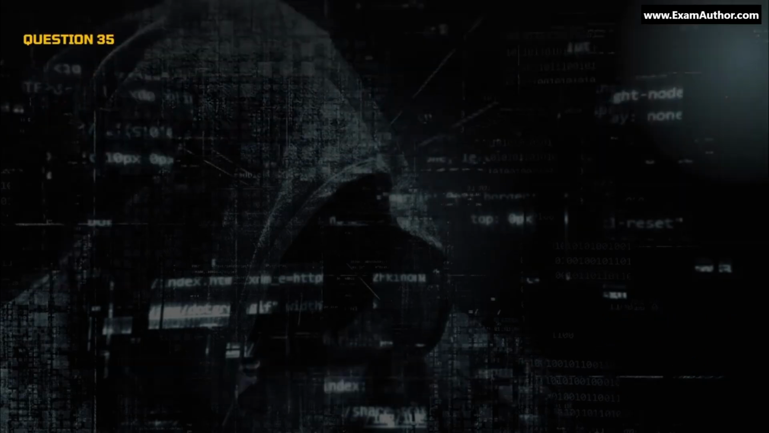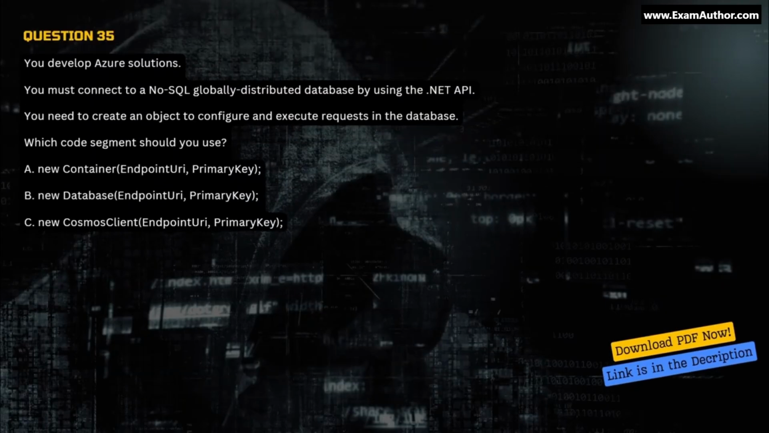Question 35. You develop Azure solutions. You must connect to a NoSQL globally distributed database by using the .NET API. You need to create an object to configure and execute requests in the database. Which code segment should you use?